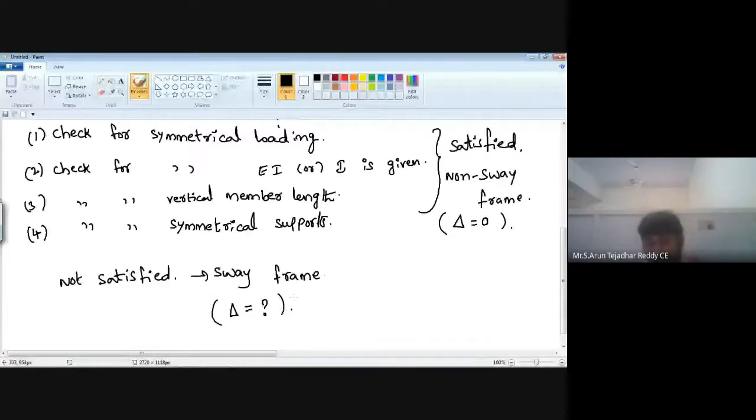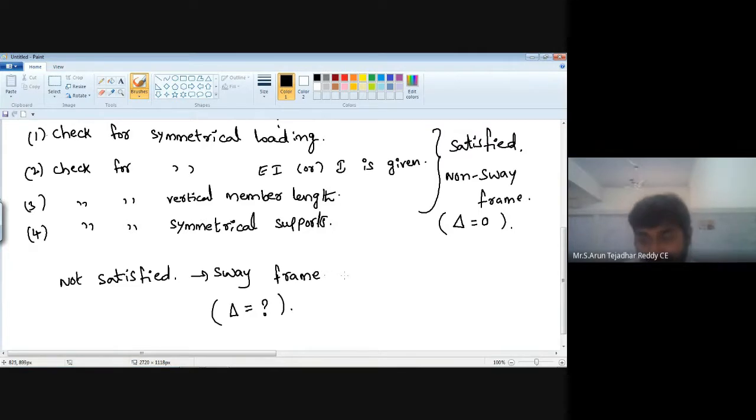In sway frame problems, the delta value will not be given, but we need to find it out. How much deflection is acting at that particular point? We will find that at the end of the problem. So these two are the main cases. If the four conditions are satisfied, then it is a non-sway frame. If any one condition is not satisfied, automatically it is a sway frame.